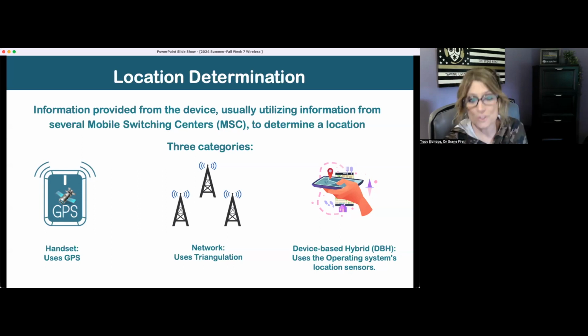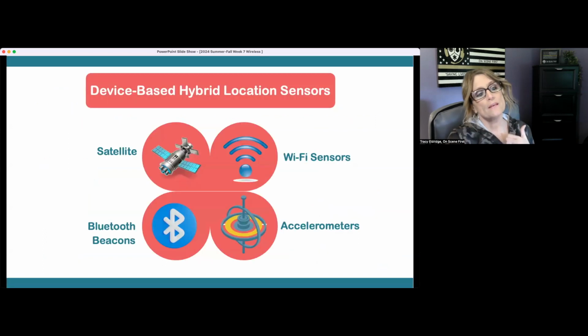And then we have this new fancy stuff, device-based hybrid location, DBH, which uses the operating system and their location sensors. And this is when I first started with RapidSOS, when device-based hybrid location started to become a thing. And that's kind of what I refer to as phase 3, right? Device-based hybrid location coming from the operating system on the device. That is why I am such a proponent for using the RapidSOS portal.